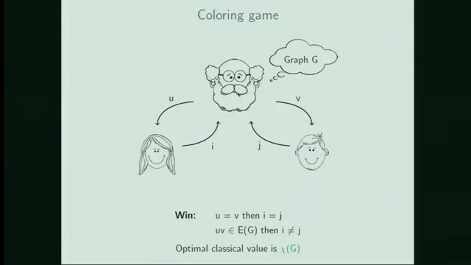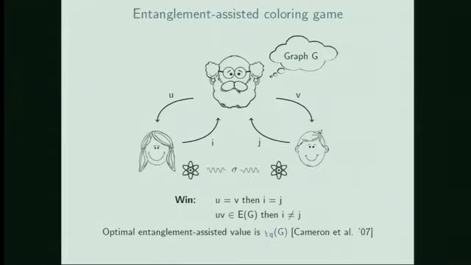So where does the quantum come into place? Now we assume that the two players share an entangled state. So they have more resources than in the classical world, and they can use this entangled state to do local operations or measurements. And the question is, does having an entangled state help? Can they do better? They still won't be able to communicate, but they can do operations on the entangled state.